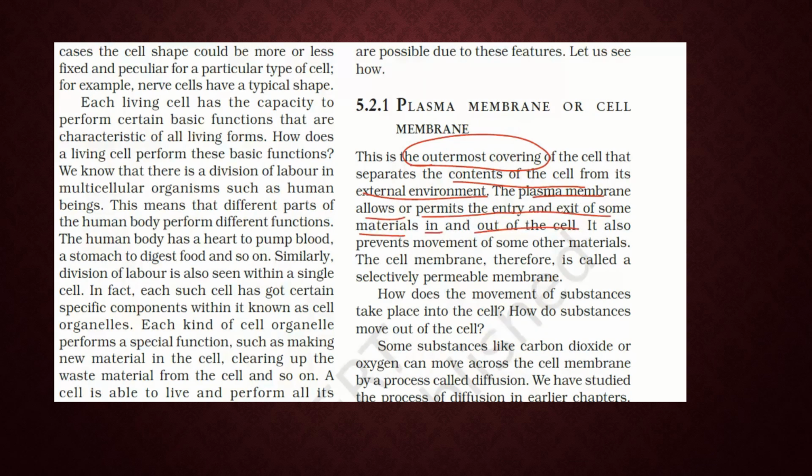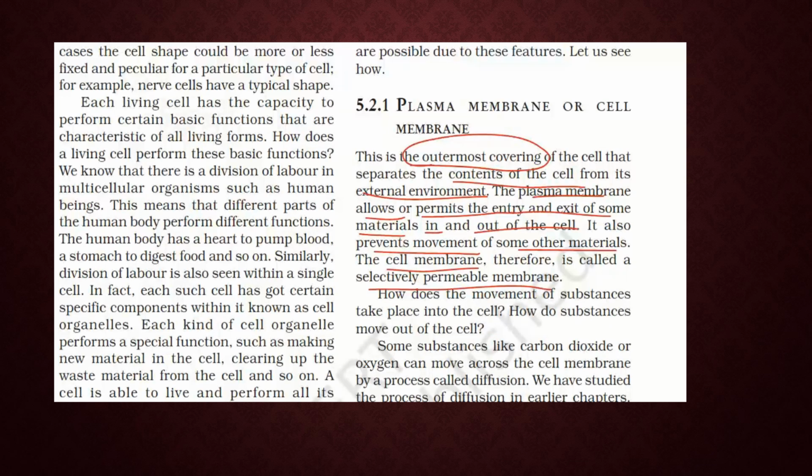Some of the materials inside the cell need to be excreted, so they should move out of the cell. That movement in and out of the cell is always controlled by the plasma membrane. It also prevents the movement of some other materials. So the cell membrane is called a selectively permeable membrane because it does not allow each and everything to enter or move out of the cell. So it is selectively permeable.